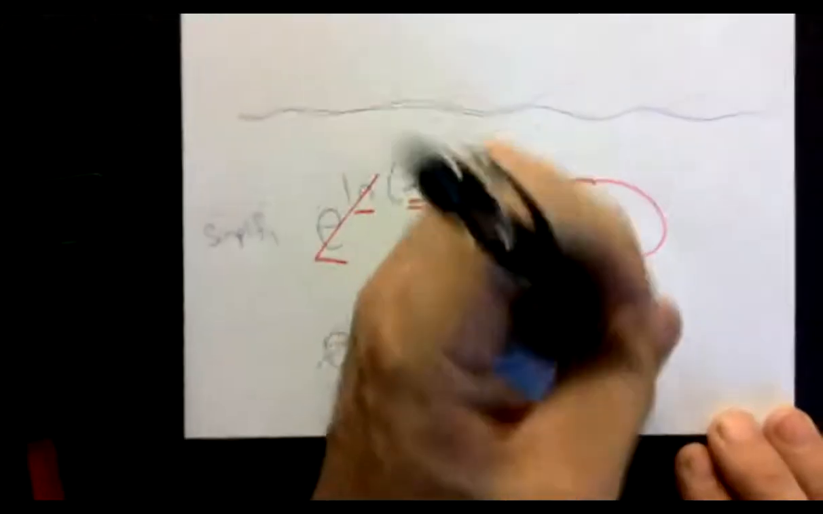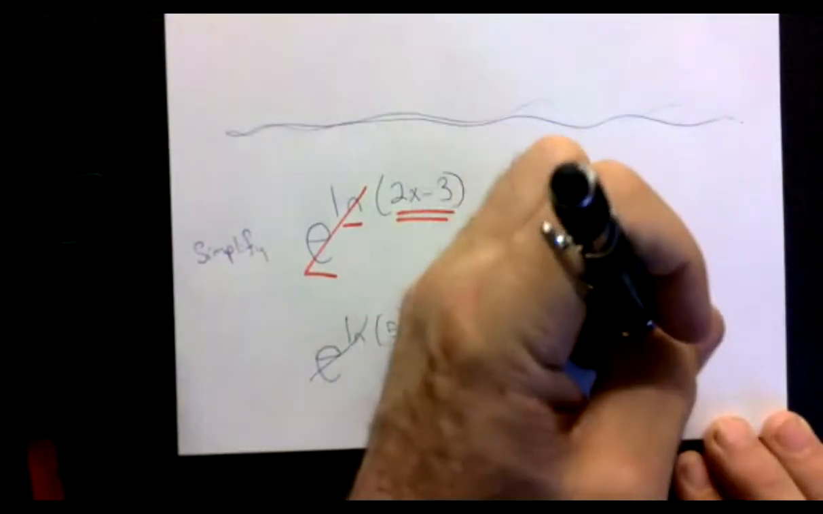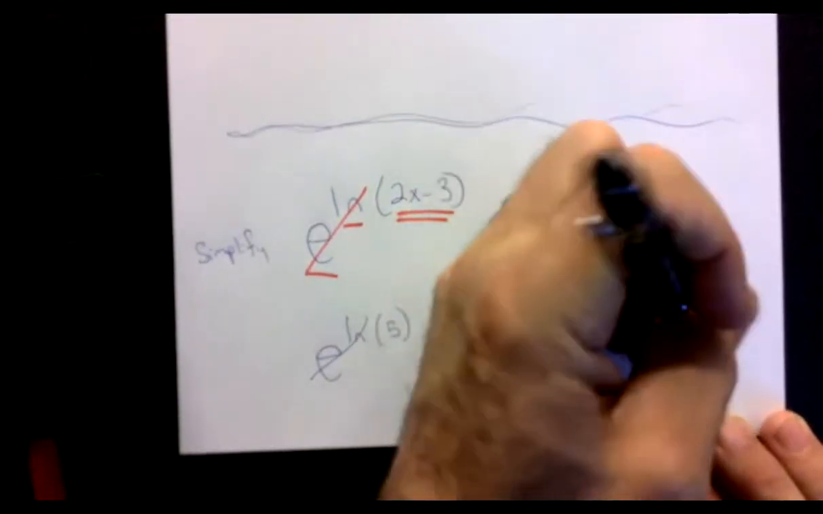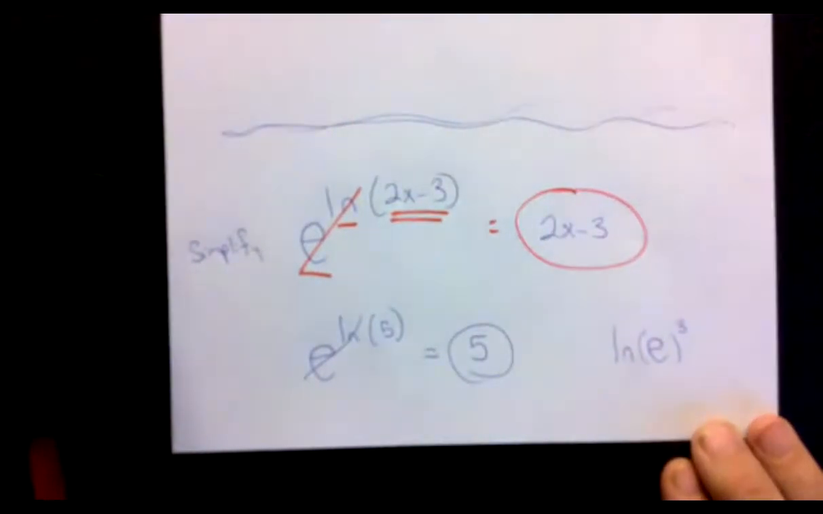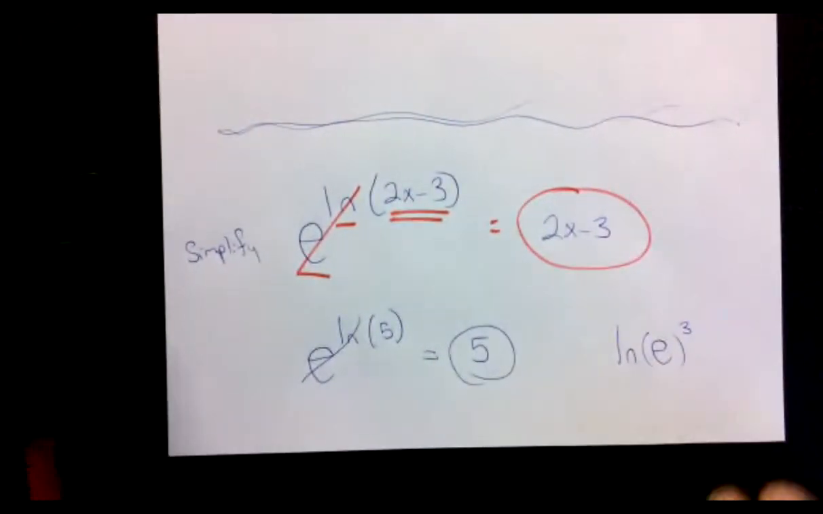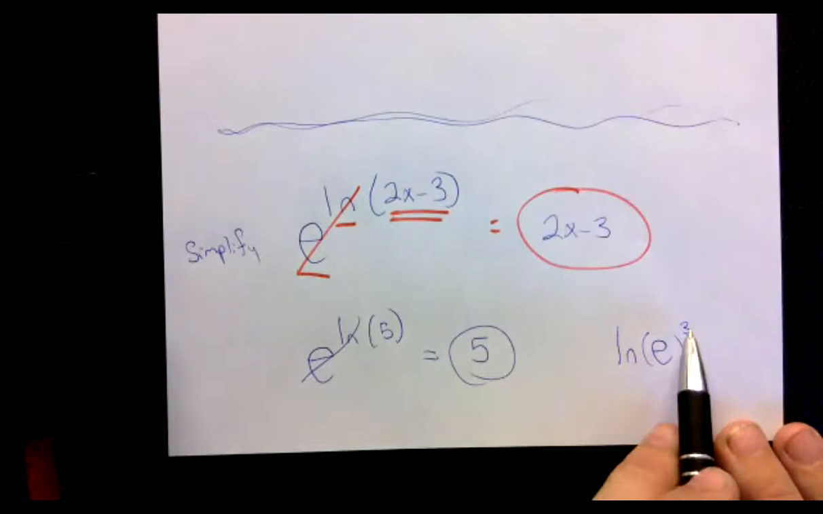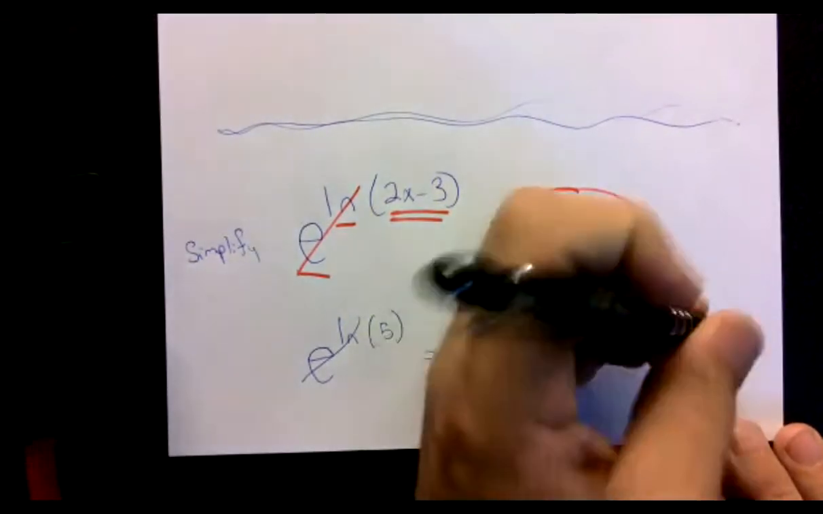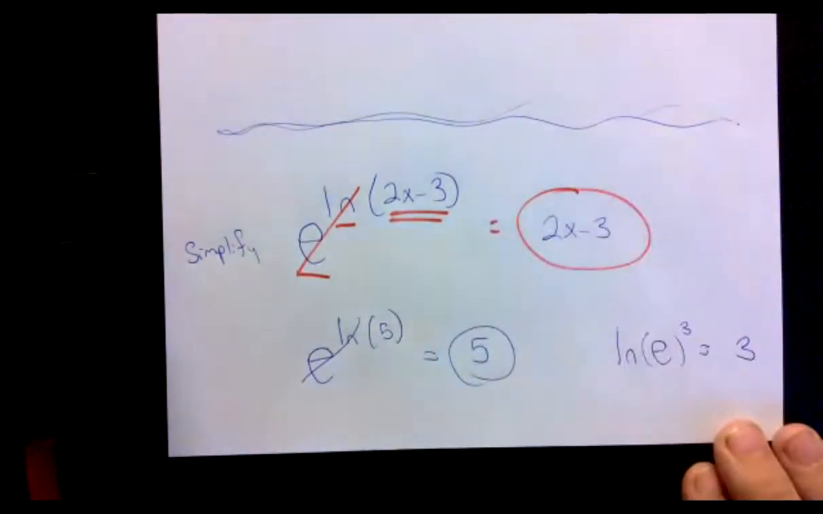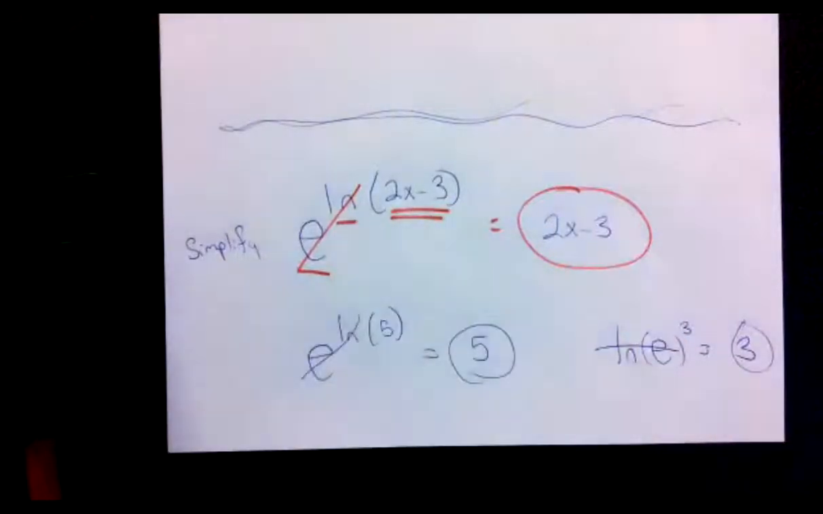In very much the same way, if I said the natural log of e to the third power, oh my goodness, I don't know why my focus keeps kicking out. Anyway, if I said the natural log of e to the third power, that would just be 3. Again, the natural log and the e cancel each other out. They are inverse operations of each other.